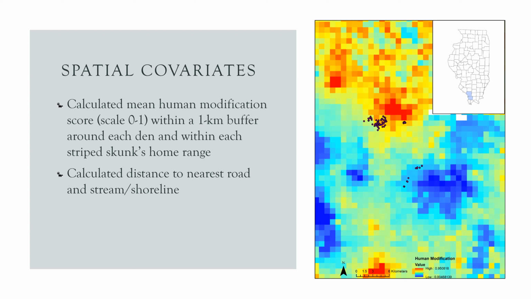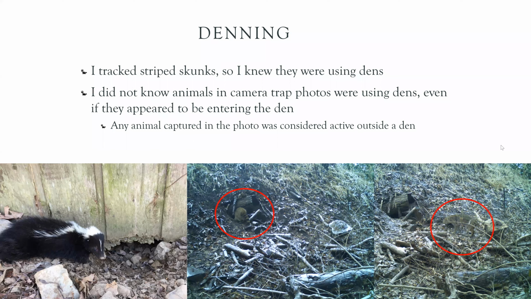I also calculated the distance from each den site to the nearest road and stream or shoreline. And while we're talking about all of this, I just wanted to note that I was tracking the striped skunks, so I knew that they were using the dens that I was tracking them to. But the animals that were captured in photos outside of these dens, I had no way of confirming that they were actually using the dens and not just sticking their heads in and leaving.